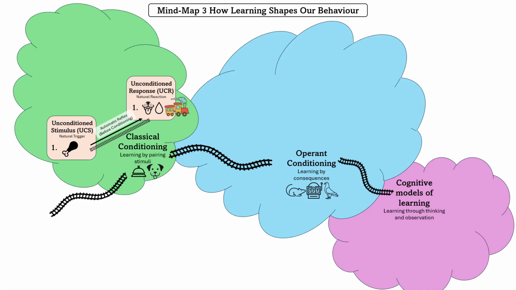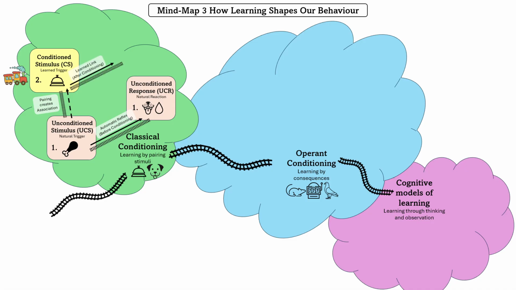Now, Pavlov pairs the food with a new signal, the bell. Through repeated pairings, the bell becomes a conditioned stimulus, creating a learned link between the two. Eventually, the dog salivates at the sound of the bell alone. This is the conditioned response. Before learning, the bell meant nothing. After learning, it triggers the same reaction. That's association in action.